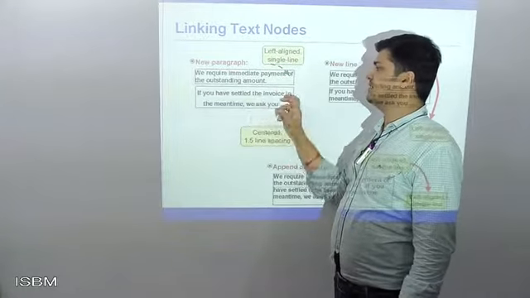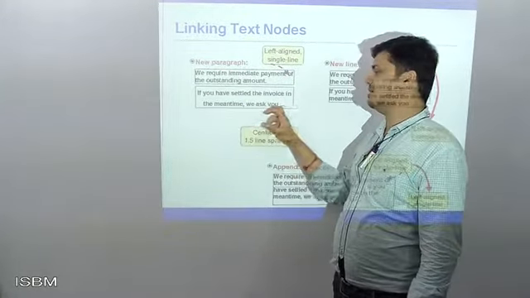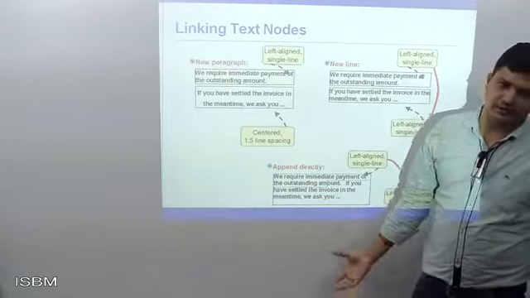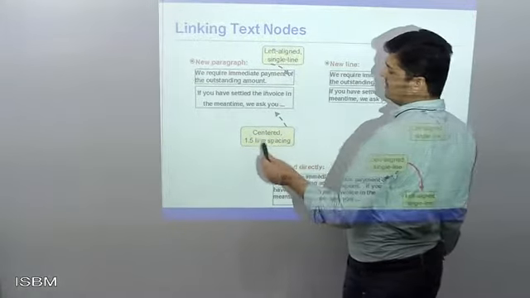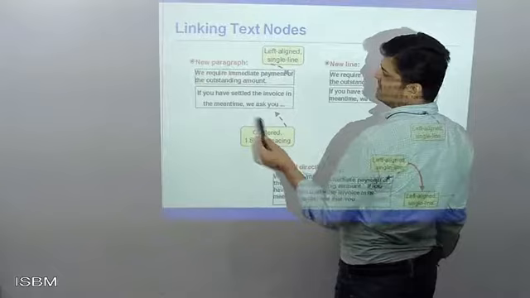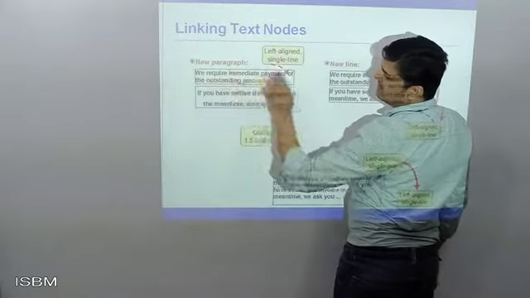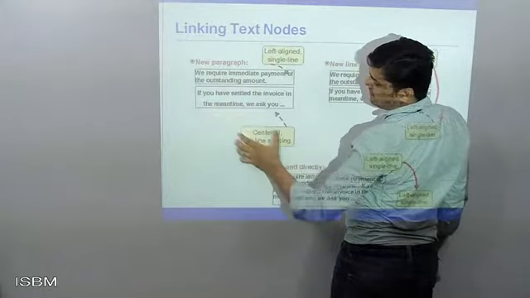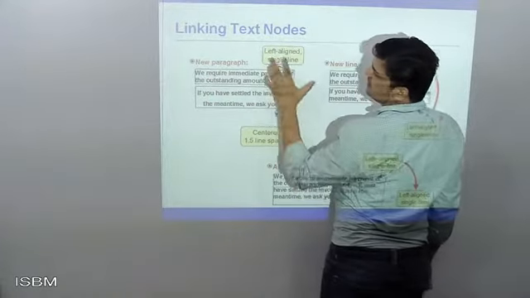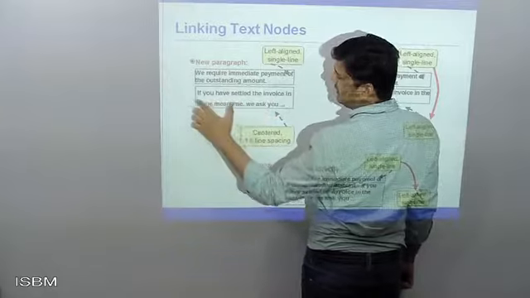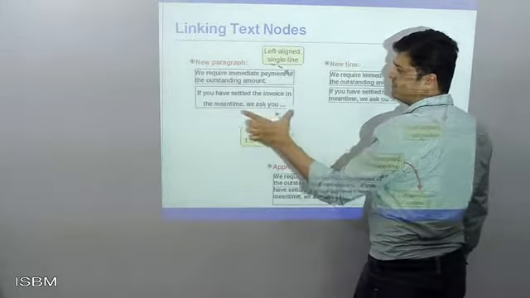If you have settled the invoice in the meanwhile, we ask you something. Whatever they want, you can write over there. It is a centered, 1.5 line spacing. See, this is the center. This is the left alignment. You can see this is the left alignment and this is the center alignment. With the 1.5 line spacing, it is left alignment, single line. And this is center alignment with single line spacing.